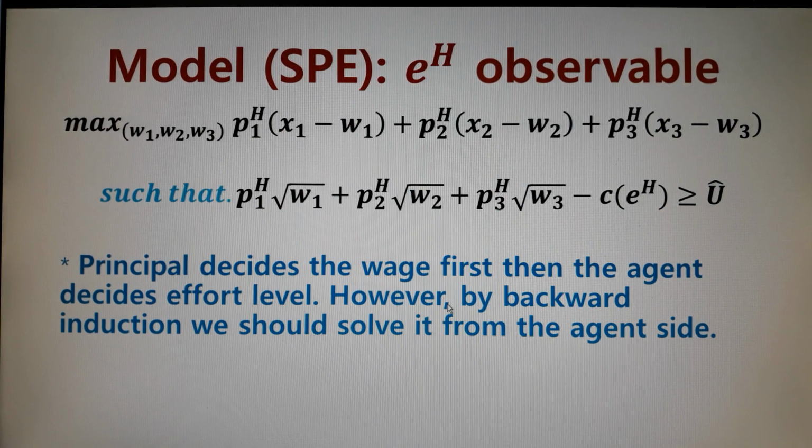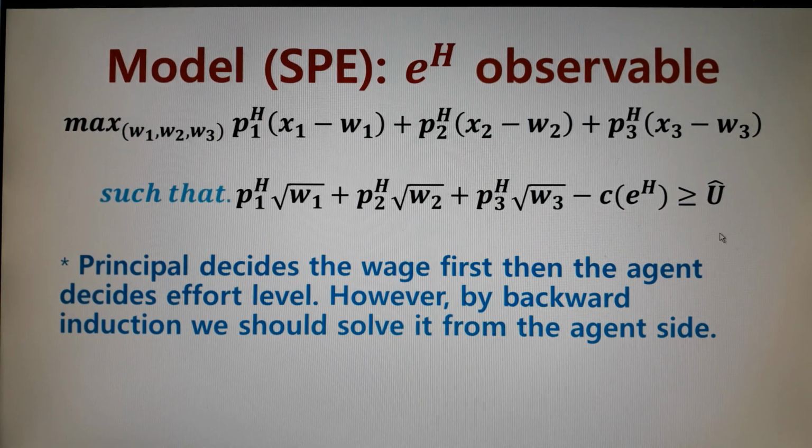Understand? One might be confused about how EH is assumed to be here, because it's observable. The implicit condition is: unless it's EH, if it's EL, I'm not going to pay you anything. W1, W2, W3 would be 0. Then it is better for the agent to work here. Okay.